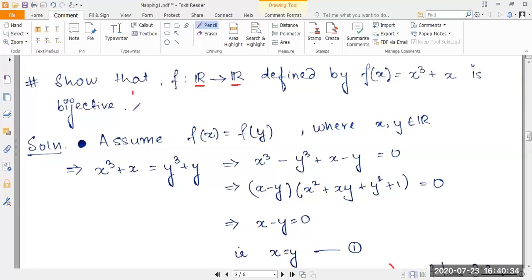Now by definition, we know that bijective has two parts. A bijective function is 1-1 mapping, and a bijective function is also onto mapping. So any function which is 1-1 mapping and onto mapping at the same time is called a bijective function. So that is what we'll be doing. We'll first show that this f(x) equal to x cube plus x, when it maps from the set of real numbers to the set of real numbers, is 1-1 and onto, which will automatically imply that this function is bijective.